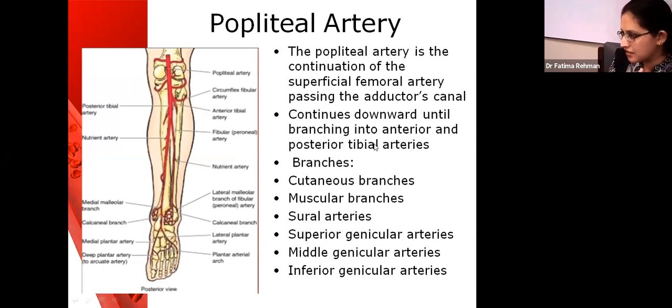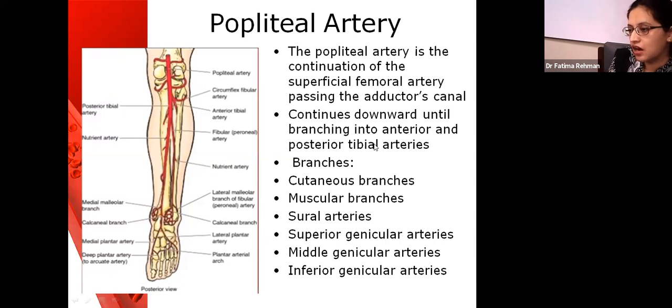So it could be labeled as the superficial femoral artery, it could be labeled as the common femoral artery, or it could be labeled as the femoral artery only. But all these three names are for a single artery which is running anteriorly on the thigh, and it continues as the popliteal artery once it crosses the adductor hiatus. Okay. Now as soon as this femoral artery comes to lie in the popliteal region, it changes its name and it will be called the popliteal artery.